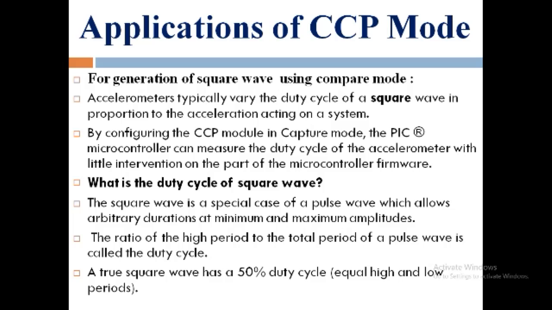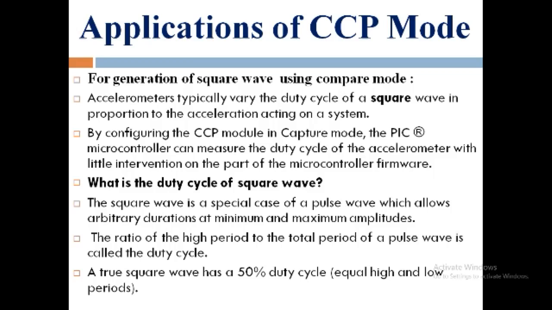Accelerometers typically vary the duty cycle of a square wave in proportion to the acceleration acting on a system. By configuring the CCP module in capture mode, the PIC microcontroller can measure the duty cycle of the accelerometer with little intervention on the part of the microcontroller firmware. Then in this topic we discuss some questions and answers about the square wave generation by using the CCP module of the compare mode.